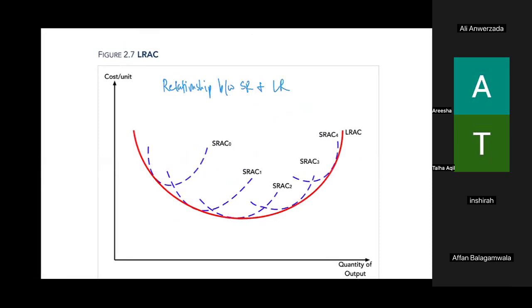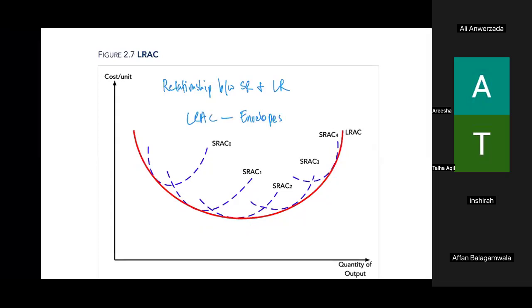What we say is that the long run average cost curve, this long run average cost curve, guys, is made up of many short run curves. In other words, it's kind of like an LRAC. It's sometimes also called a curve that envelopes many other short run curves.